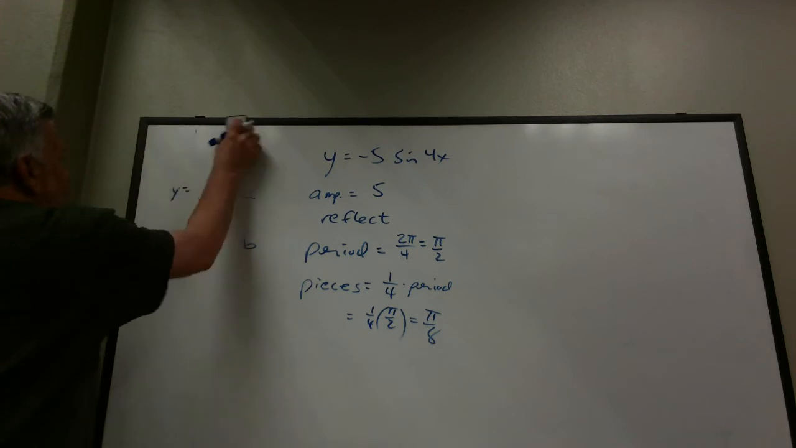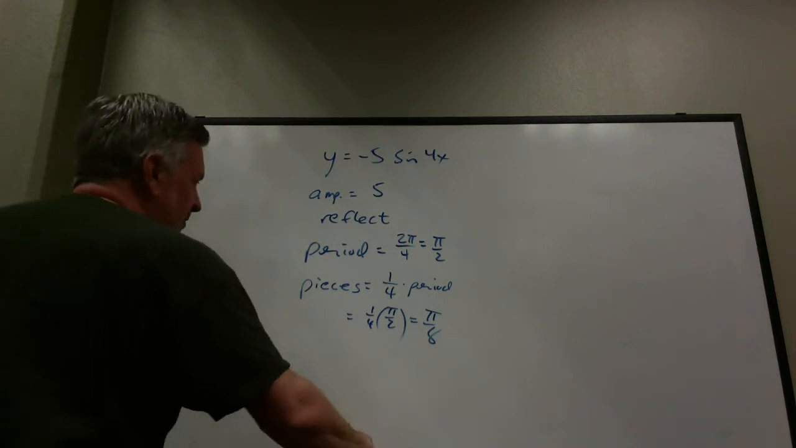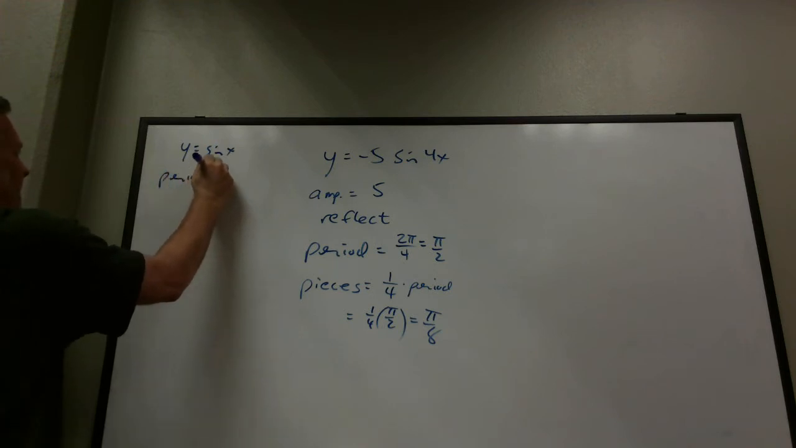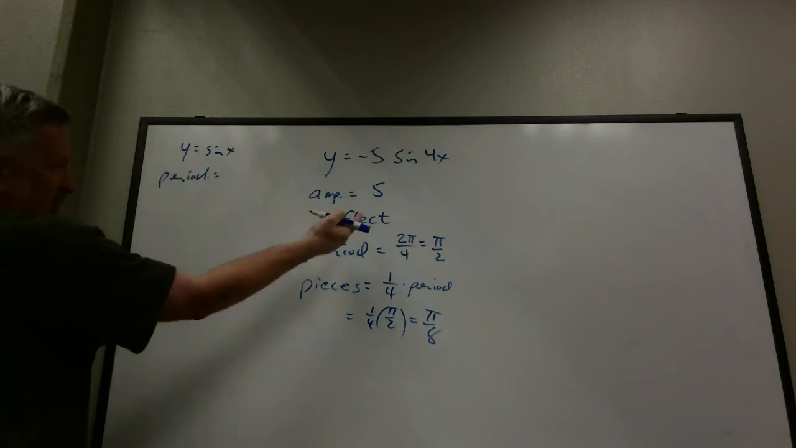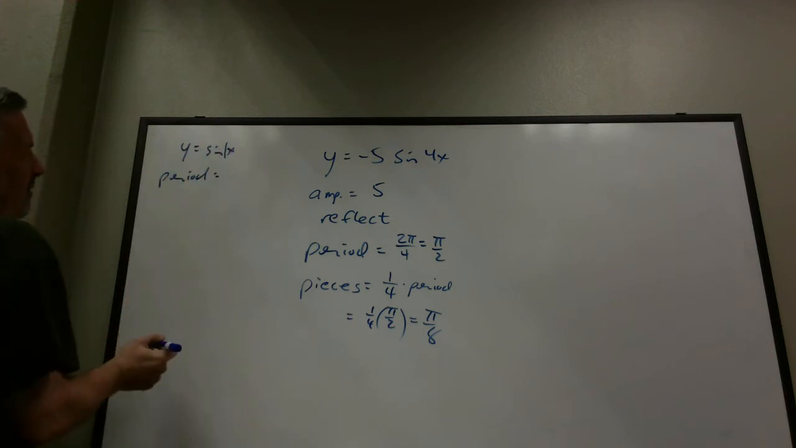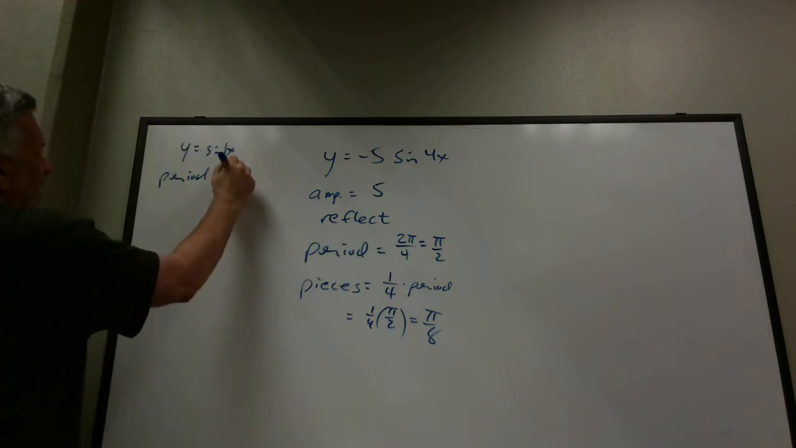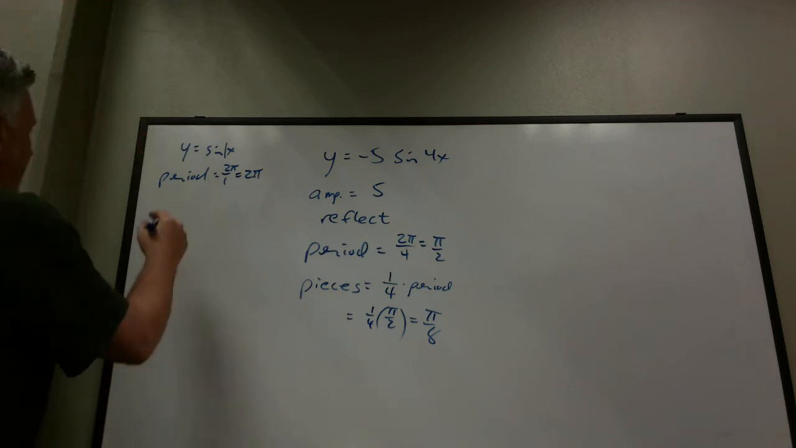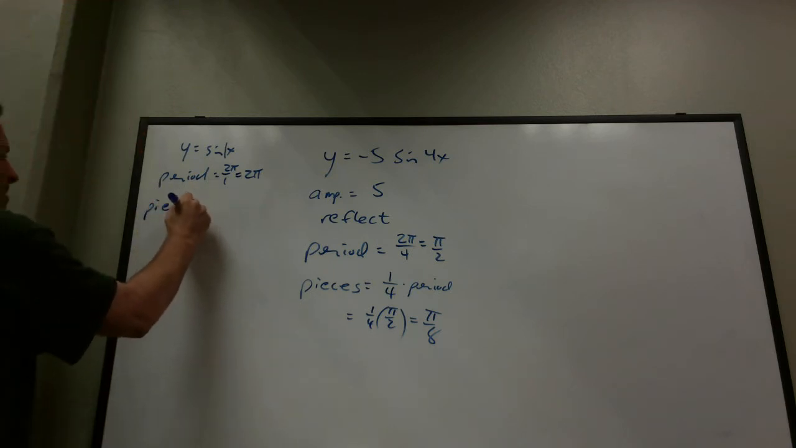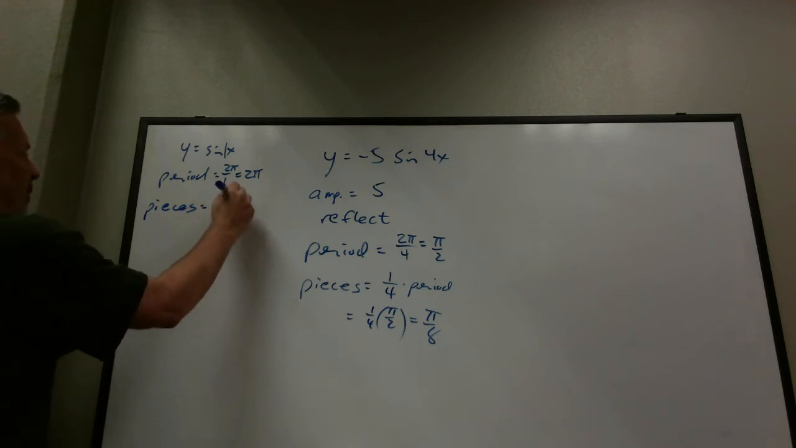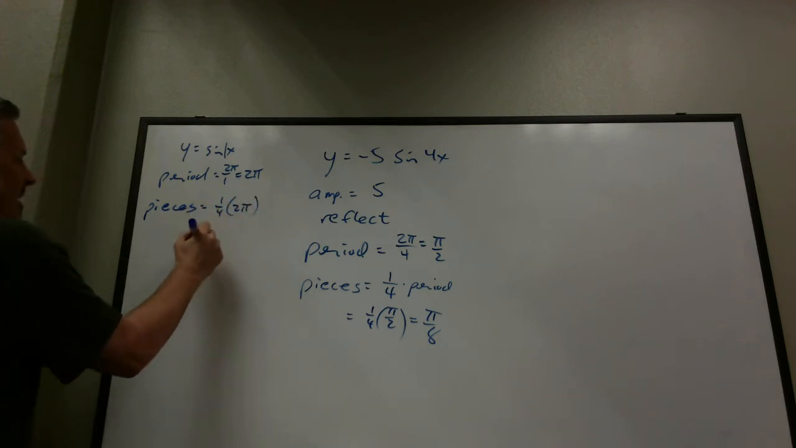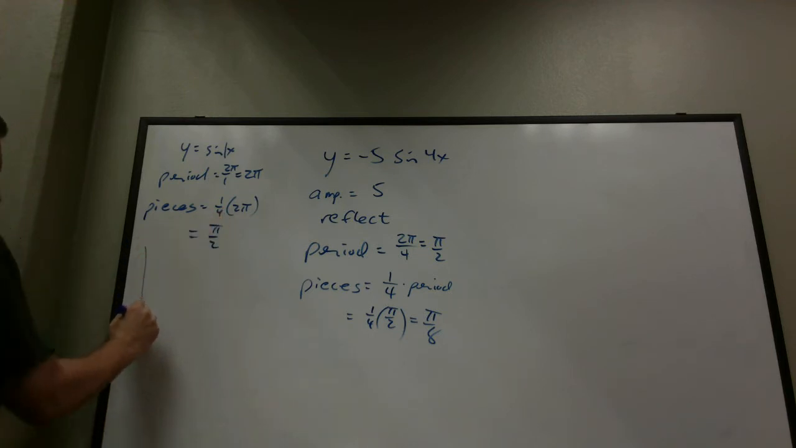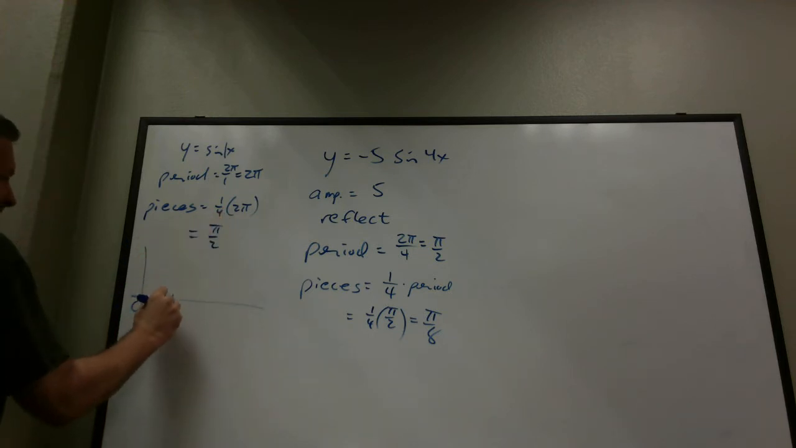Now, what do I mean by pieces? Let me go back to the original, say, sine graph. Y is sine x. Now, what was the period of that? If you want to use the formula here, there's a 1 coefficient in front of x. That's 2 pi over 1 is 2 pi. We know the period of the original sine graph is 2 pi. Now, if you do the pieces calculation that I just did here, it's 1/4 times the period. But what's 1/4 of the period? That's pi over 2.